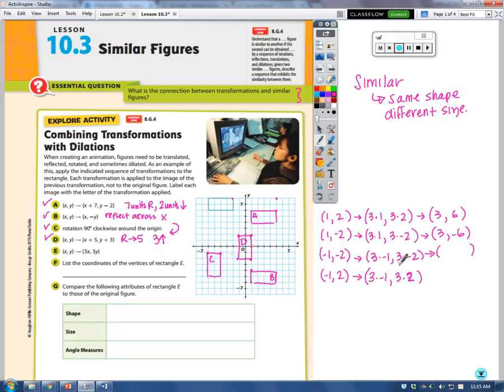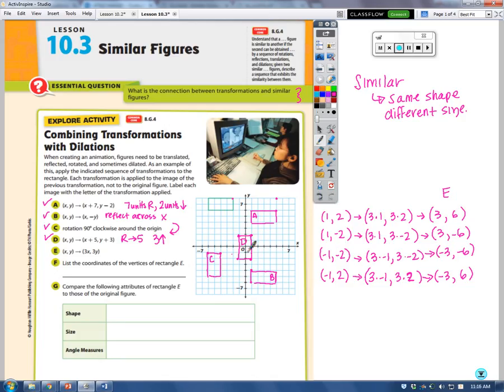Those were some errors that we were having some trouble with as we talked about this in class. 3 times negative 1 is negative 3. And 3 times negative 2 is negative 6. And then our last pair here, 3 times negative 1 is negative 3. And 3 times 2 is 6. Okay, so those are our new coordinates. And that's for rectangle E, we should be able to graph those now.